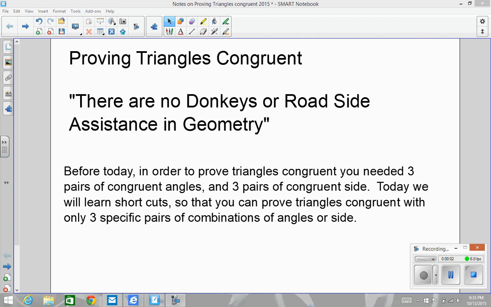Welcome to Geometry Pre-AP. Today we're going to talk about proving triangles congruent. This lesson is also known as There Are No Donkeys or Roadside Assistants in Geometry. You'll remember those things and they'll be important later on in the lesson.